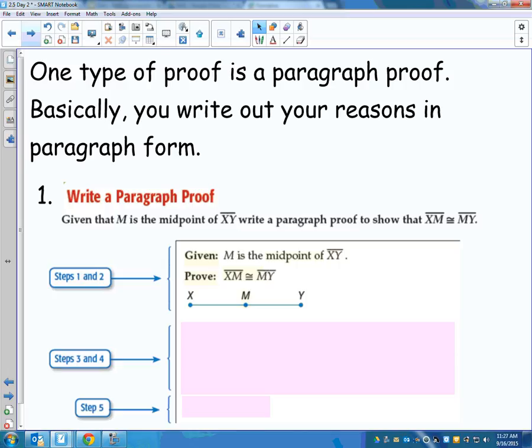So, does anybody want to volunteer? It's probably not going to be word for word what's here, but how could we logically work through this to prove that XM is congruent to MY? What are some definitions or rules that we could use to say, how do we know this is true? Audrey, what are you thinking?